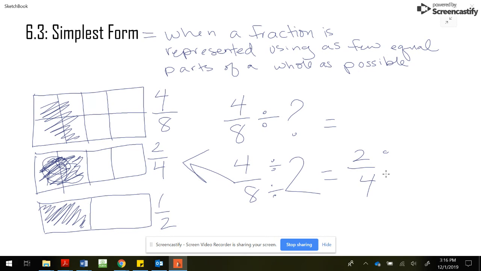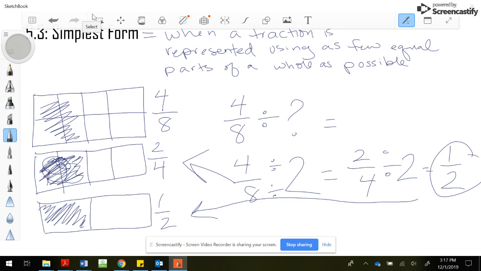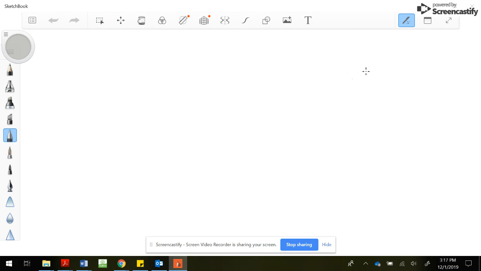So I know 2 fourths, I could do it again. 2 divided by 2 is 1. 4 divided by 2 is 2, and that gets me that 1/2. That's simplest form. Now, this is going to hopefully remind them of what we did in chapter 5, because probably the easiest way to think about this is, what are they both divisible by? And maybe I'm going to have to do it a couple of times. If they can remember what factors they have in common and go with the greatest common factor to divide by.